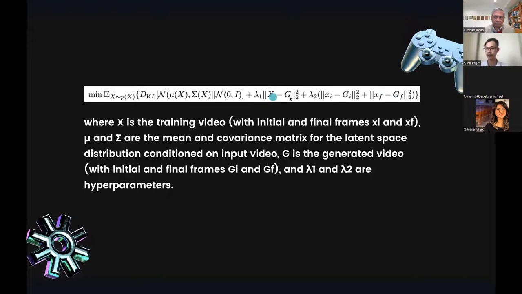This lambda one, lambda two is also the hyperparameter or the learning rate, and S is the original video, G is the generated video, S_I is the initial image, the initial frame, and S_F is the final image. And G_I and G_F are just the initial frame and the final frame of the generated video.